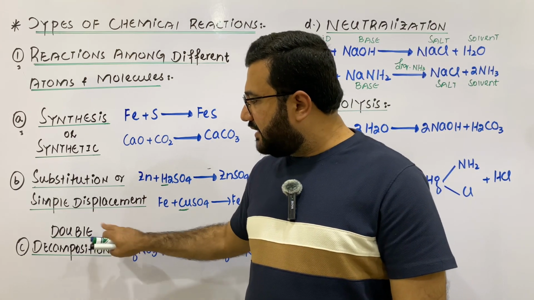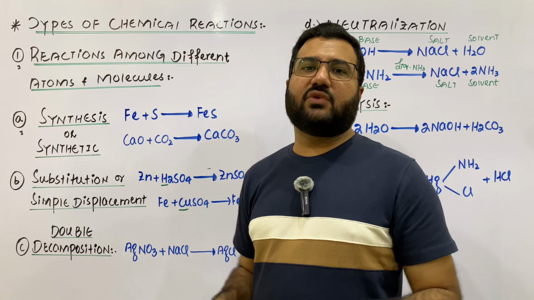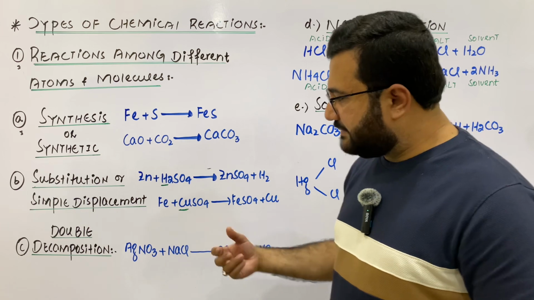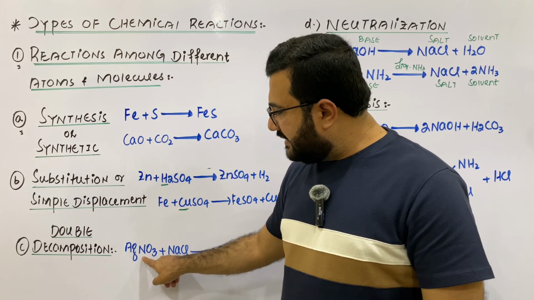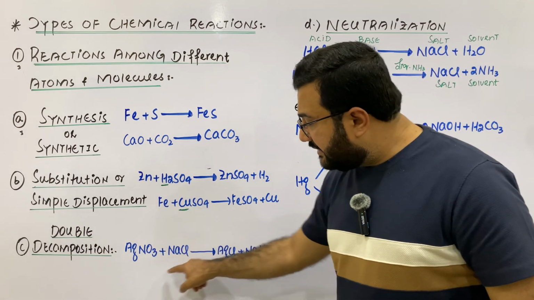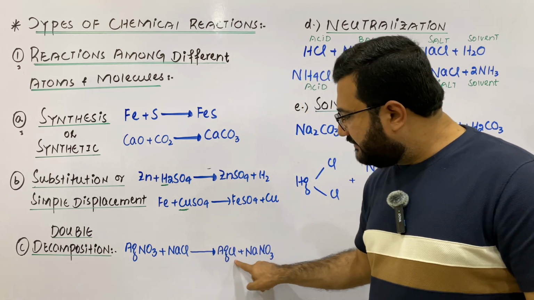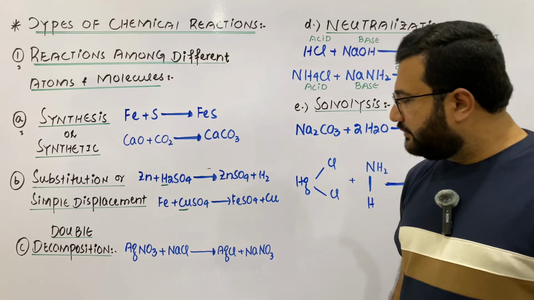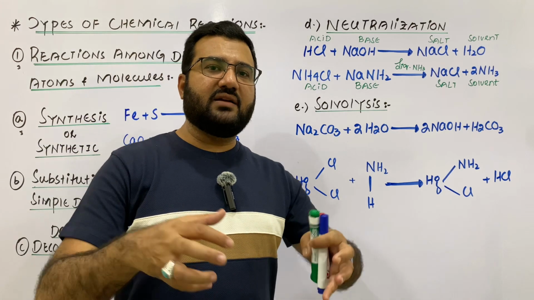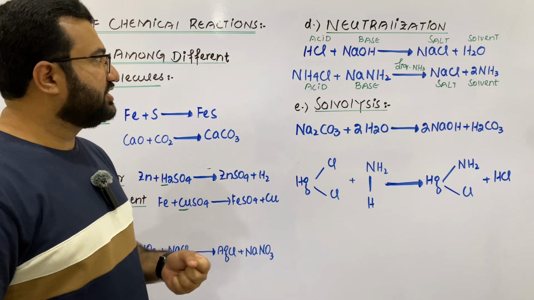The third category is the double decomposition. As the name indicates, these are the reactions in which both reactant molecules are decomposed, and after their decomposition the mutual displacement takes place. Just like in this example, silver nitrate and sodium chloride both get decomposed, and then the mutual displacement of the groups takes place. The silver moves to the chloride and forms silver chloride, and the sodium and nitrate combine to form sodium nitrate. So all those reactions in which the two reactant molecules are decomposed and then the mutual displacement takes place are called double decomposition reactions.